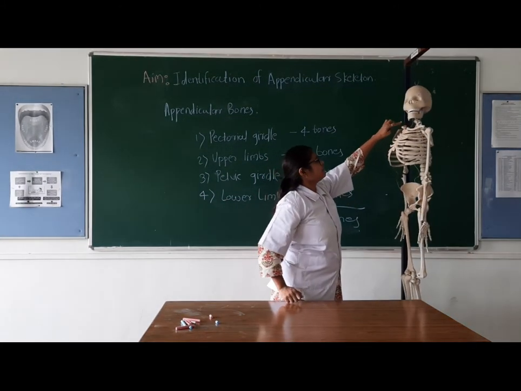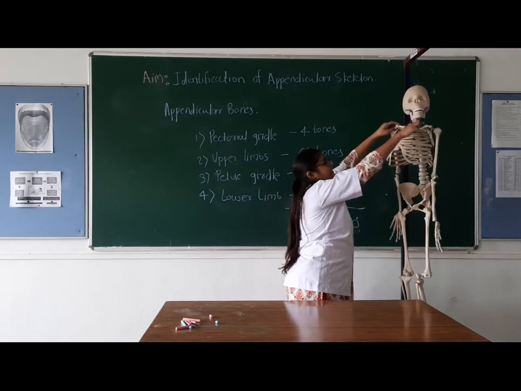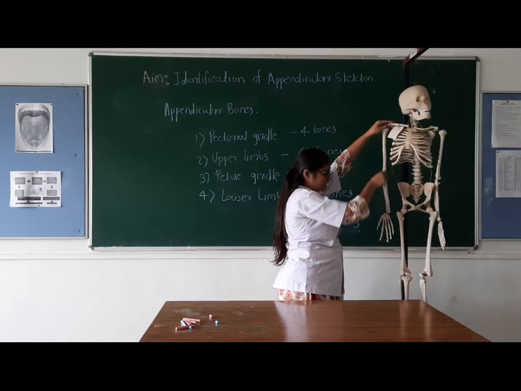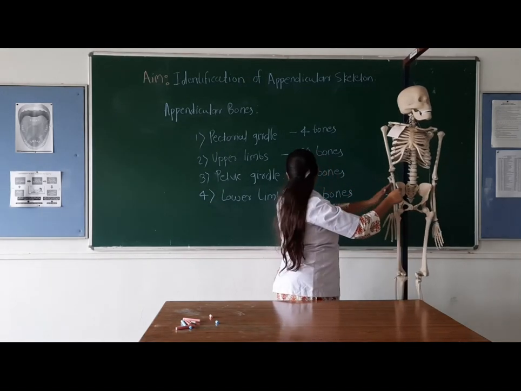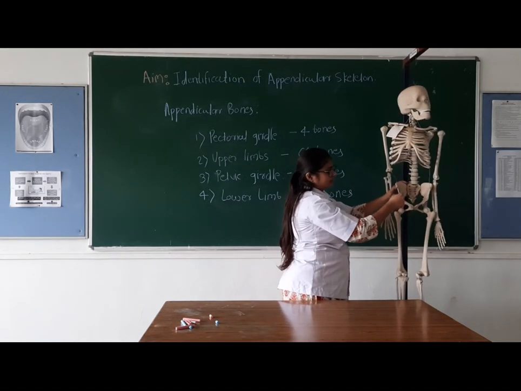These are the pelvic girdle, the upper limb, the lower limb and the pelvic girdle.